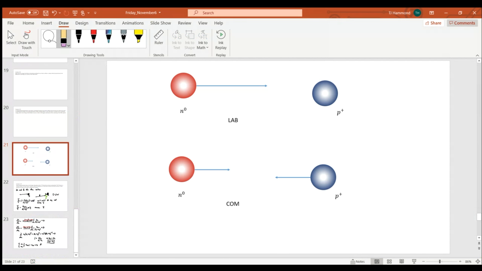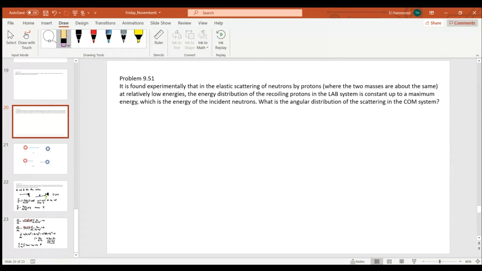So what we have is these protons in this lab frame are stationary, and these neutrons are whizzing around, colliding into these protons. But in the center of mass frame, these two objects are about the same mass, and so that means that these two things are coming together at about the same speed. So what we want to know is, what is the angular distribution in the center of mass frame?